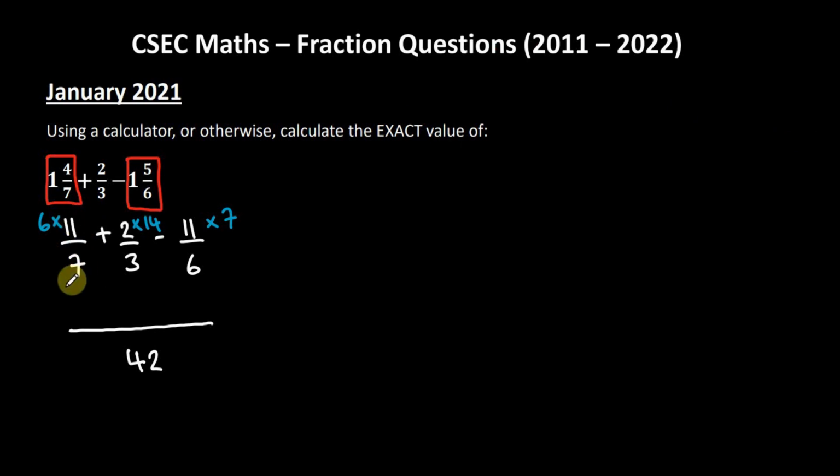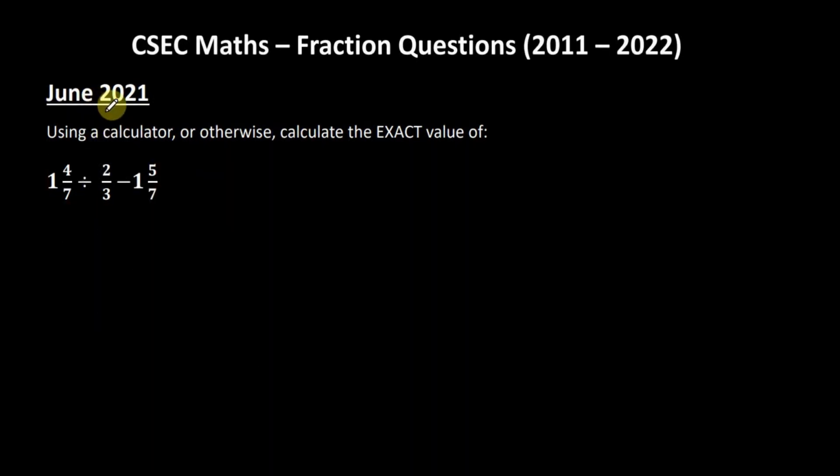So let's see what we'll end up with. It's 6 times 11, that's 66, plus 2 times 14, that's 28, minus 7 times 11, that's 77, is equal to 17 divided by 42. And this will definitely be our answer right here.